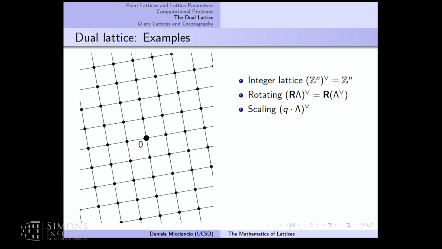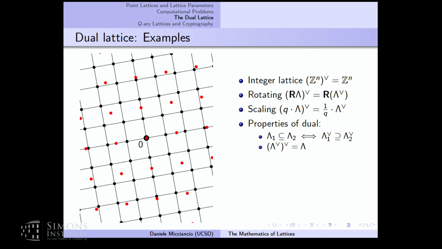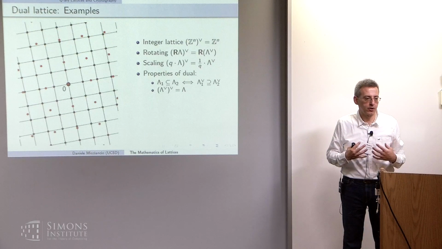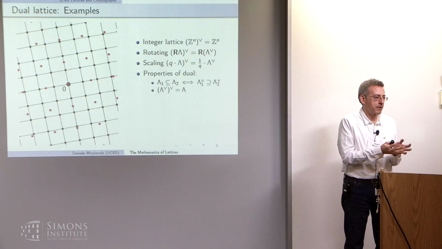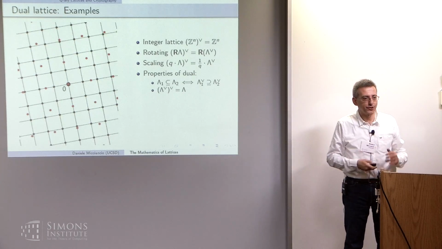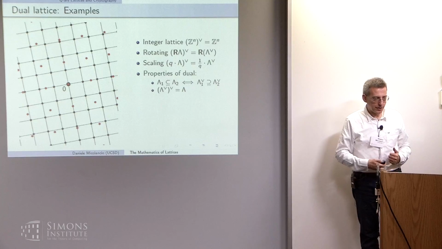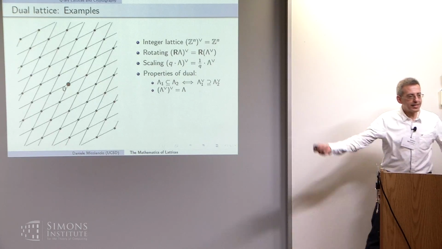So since you want the product to be the same, if q is bigger than 1, if you are scaling up the lattice, the dual lattice will shrink. Okay? So this already suggests that the dual lattice, in many ways, behaves as a sort of inverse of the lattice. Now, a lattice is not a number, so it's not just the inverse of a number, but it has a sort of inverse property.